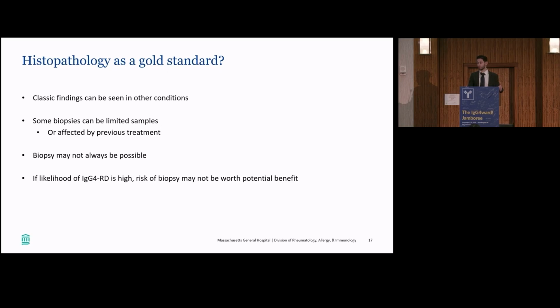And then some biopsies can be limited samples, or they can be affected because people are receiving treatment before they got the biopsy. If someone's been treated with a lot of prednisone or other treatments before they got the biopsy, it really affects what the pathologists are able to see under the microscope. And very importantly, a biopsy is not always possible. Depending on the part of the body that's involved, sometimes a biopsy can be very risky and may not be worth the potential benefit, especially if the suspicion for IgG4-related disease is already really high to begin with for other reasons.